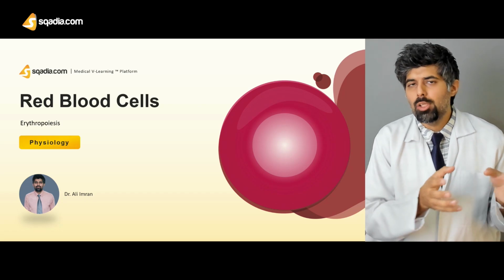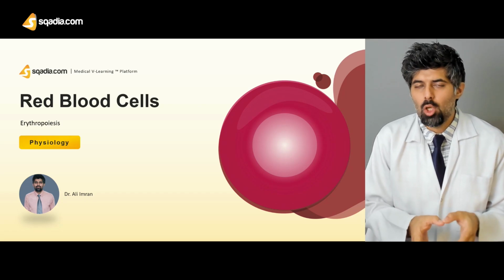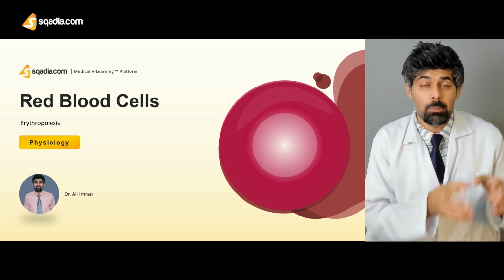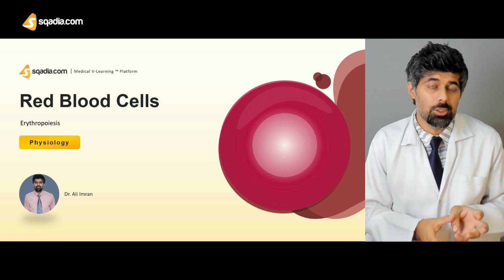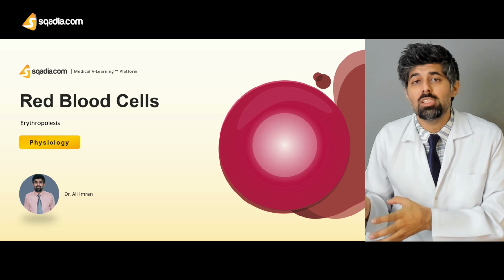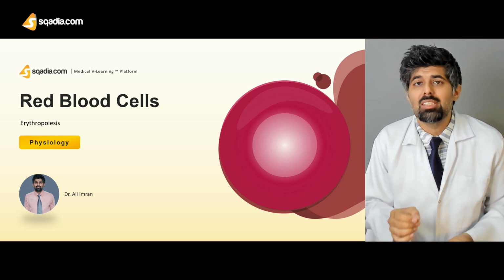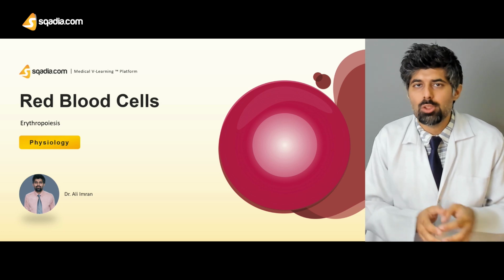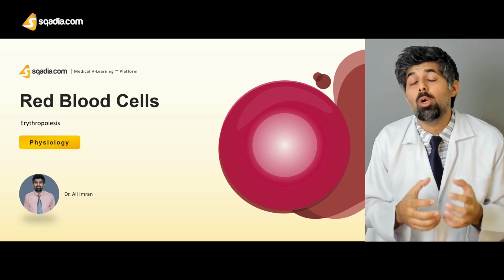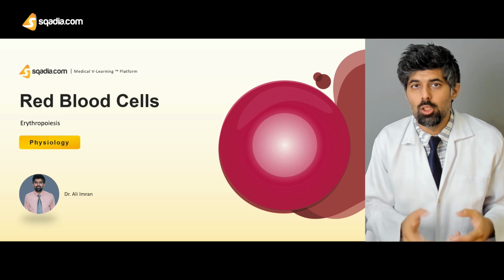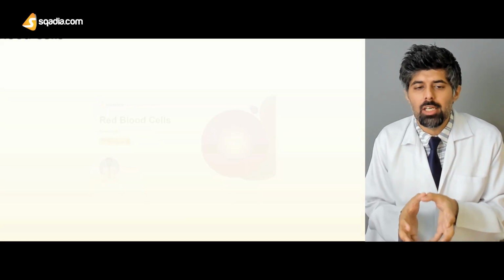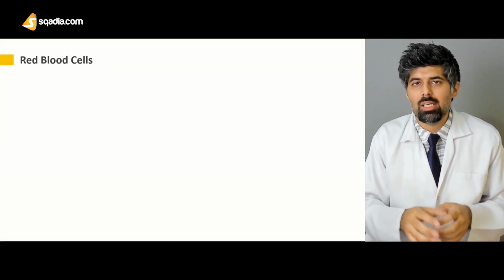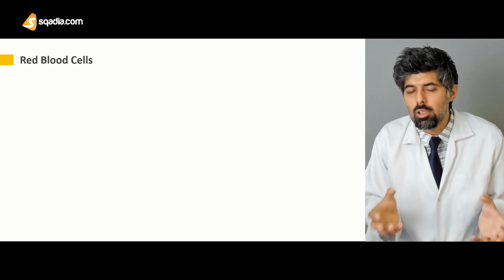Let's start with red blood cells. Now, you cannot understand the process of erythropoiesis, or the process which produces them, without first understanding what red blood cells are, how they are composed, how they function, and what makes them special. So, in order to learn that, first we have to look at the anatomy or the structure of the red blood cells.